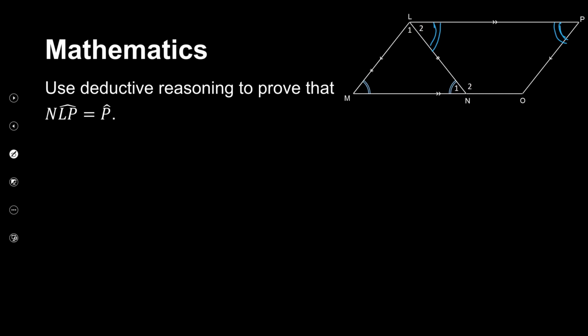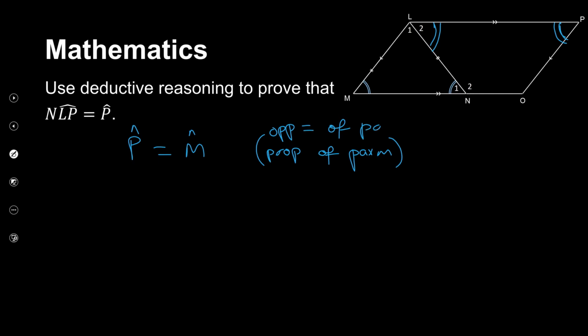This is nice. But anyways, let's write the mathematics of it. So we know that P is equals to M, and this will be the opposite angles of a parallelogram. Instead of properties, because which property are you talking about? So let's rather use opposite angles of a parallelogram.